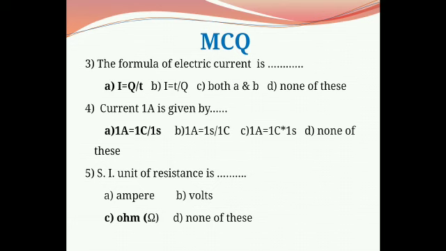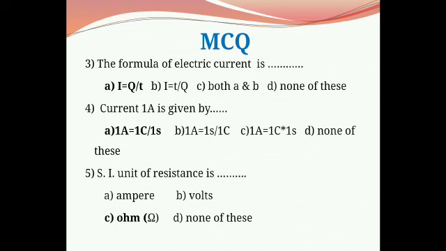Third question is, the formula of electric current is. Option A is I equals Q upon T. Second option is I equals T upon Q. Option C is both A and B. Option D is none of these. As we know, the formula for electric current is charge per unit time. Therefore, correct option is A, I equals Q upon T.